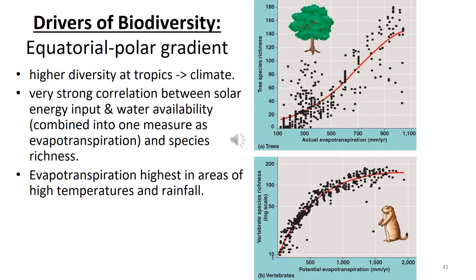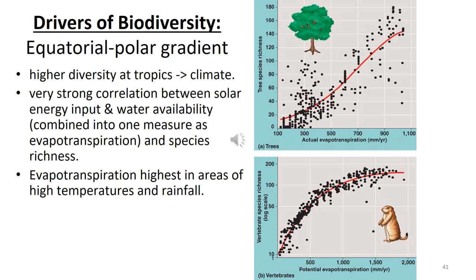Some other drivers of biodiversity, we've mentioned this before: the equatorial polar gradient, higher diversity at the tropics because of the warm, moist climate. And there's a very strong correlation between the solar energy input and water availability, that's the temperature and the moisture, and species richness, as shown here. The first graph is tree species richness over evapotranspiration. So that's the amount of moisture in the soil and moving through the plants. And as that increases, species richness increases. The bottom graph is vertebrate species richness, and it's also the same thing. So that increases too, but you see it plateau out with the animals.